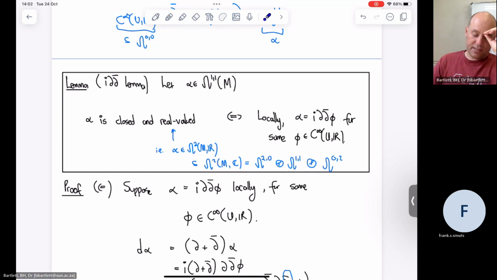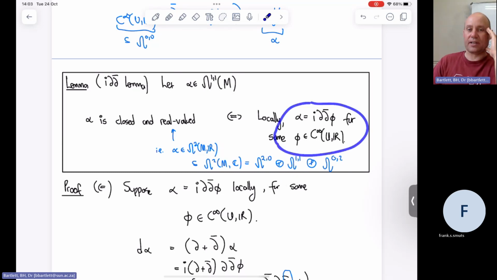But we are told in the beginning, we're assuming that it's over here. And now we're saying, suppose you've got a 2 form that's living over here, which is closed and real valued. So it came from an underlying real valued 2 form. Then the claim is that anything like that can be written as a sort of double derivative of this form. So it's i del del bar phi for some real valued function phi.